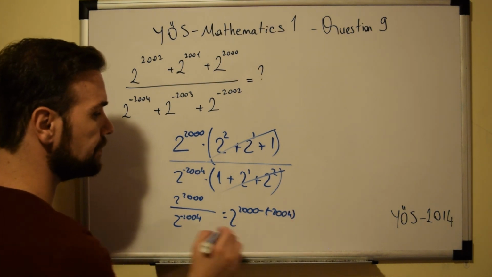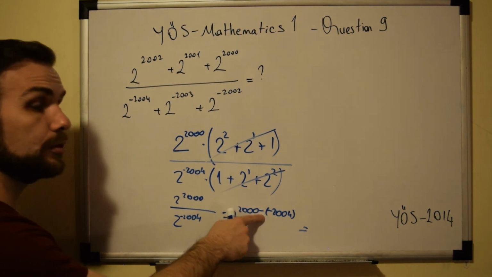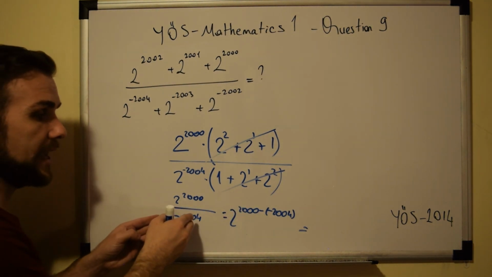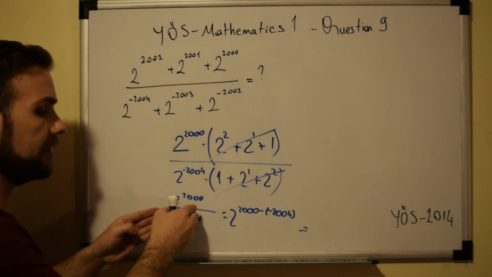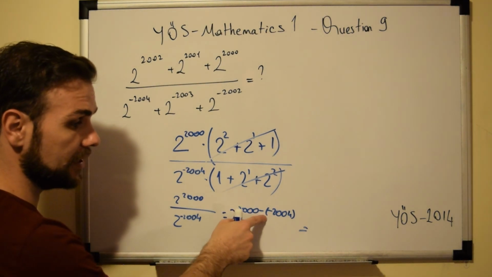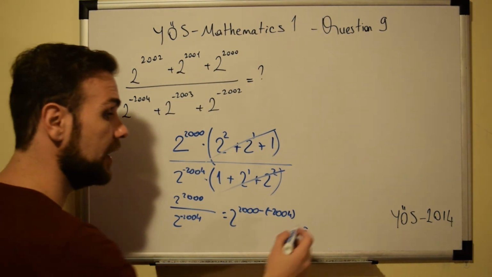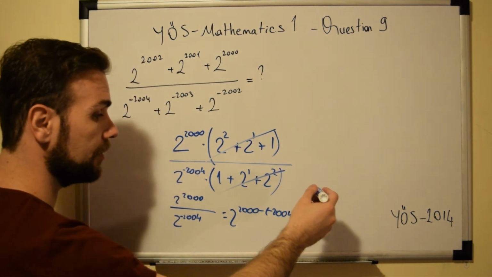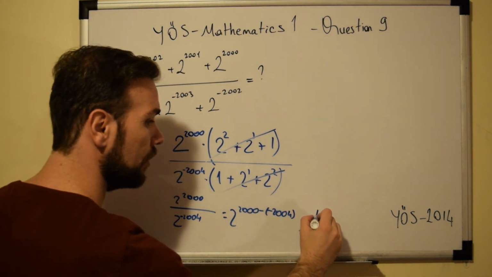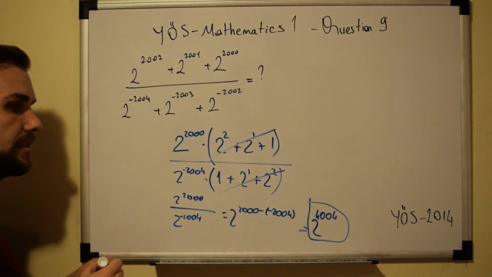So 2000 minus minus 2004, because this is negative. So please don't forget, even though you're subtracting, don't forget to leave the sign that the exponent has. If it's a negative exponent, keep it a negative, because that will change the sign. When you subtract a negative number, it will become a positive, and therefore you will not be able to get to the right answer. So please make sure you include it. So here we have 2 to the power of 4004, which is the right answer for this question.